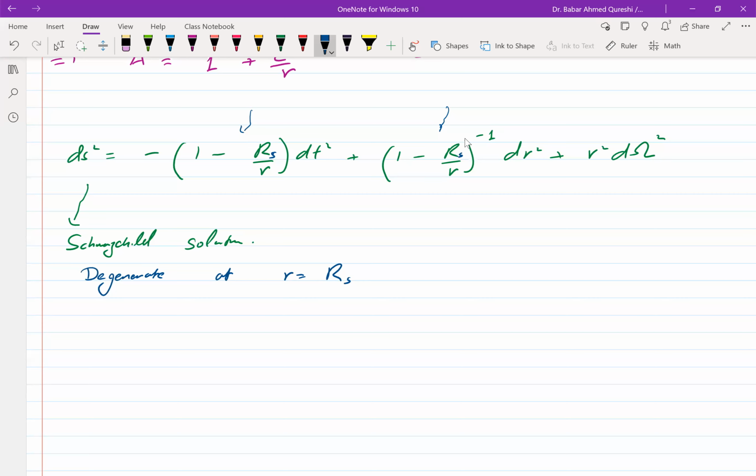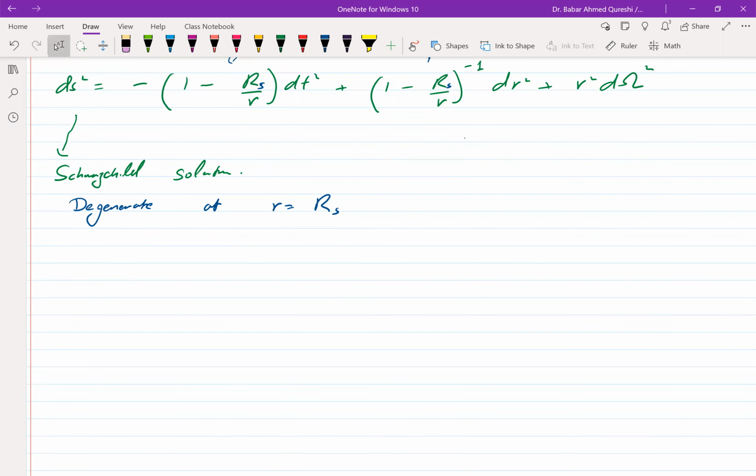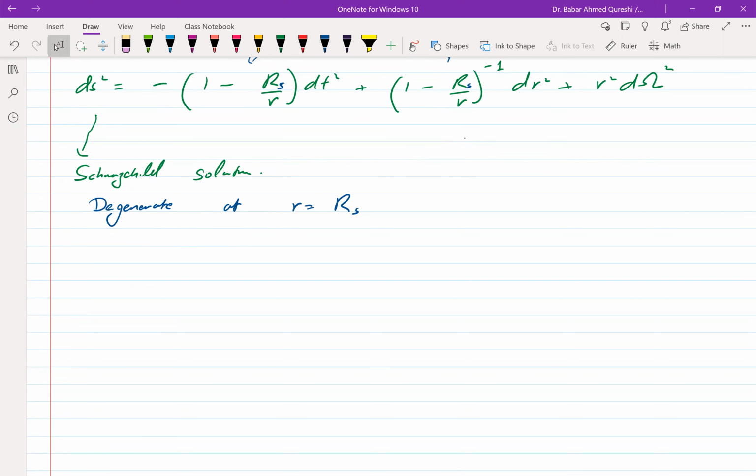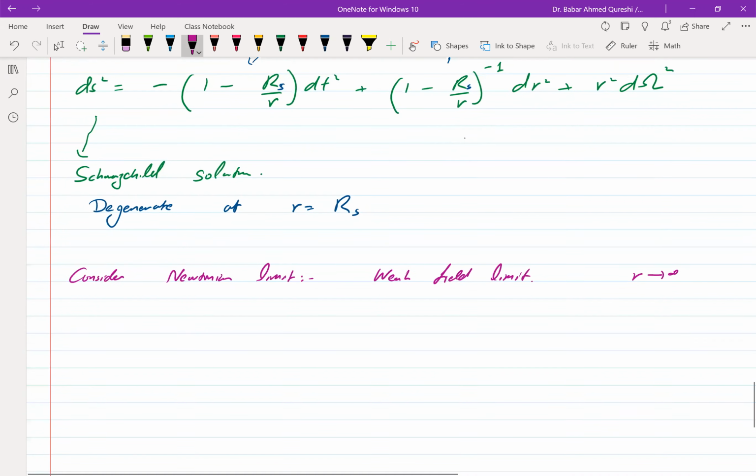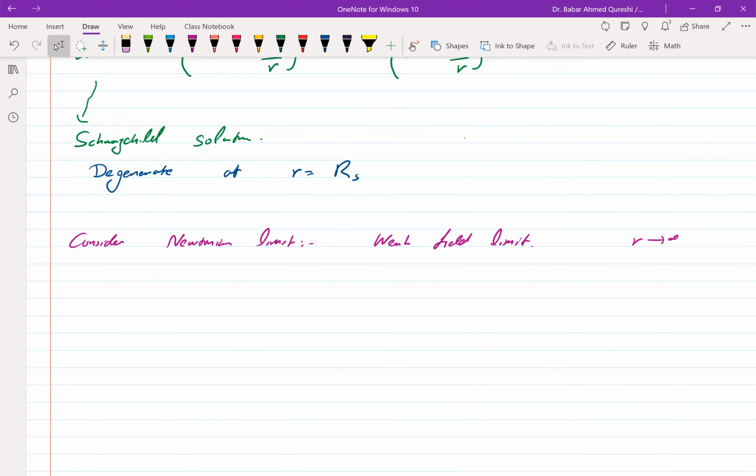But let's see what is this R_s. What can we say about this constant R_s? That we can find out by considering the Newtonian limit. Newtonian limit, by that I mean weak field limit. Because of our asymptotic condition, it does have this form that as you go away, as r becomes large, the metric components become smaller and smaller. The deviation from the Minkowski value becomes smaller and smaller. So the weak field limit is very easy to derive in this case.